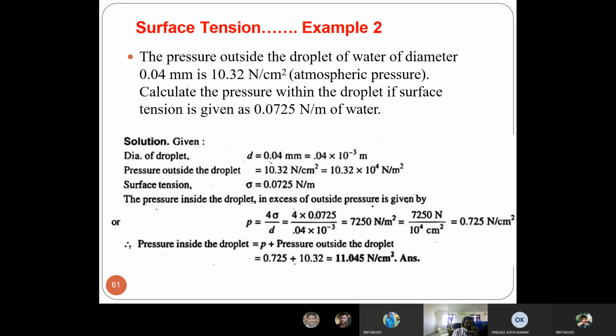So the pressure inside the droplet is equal to the obtained pressure plus the pressure outside the droplet. Pressure outside the droplet, atmospheric pressure, is there. So the total inside pressure is equal to 0.725 plus 10.32. So we will get 11.045 Newton per centimeter square.